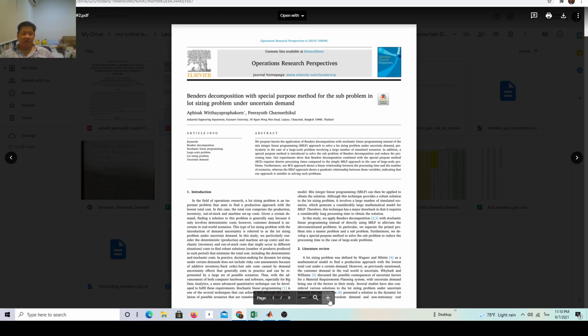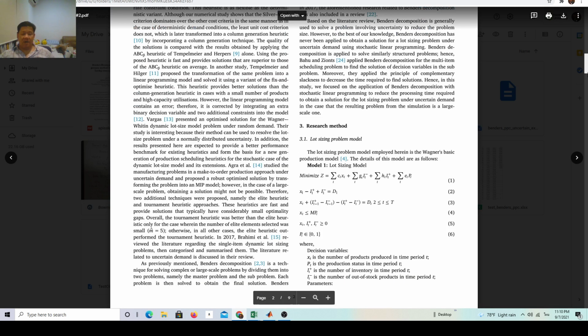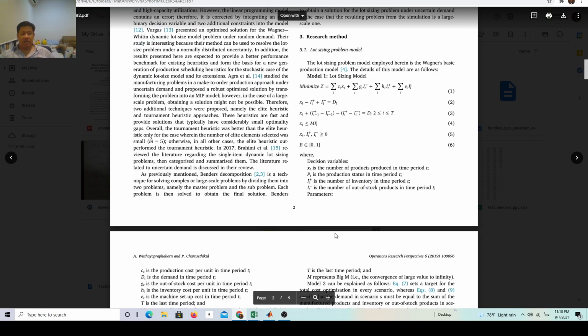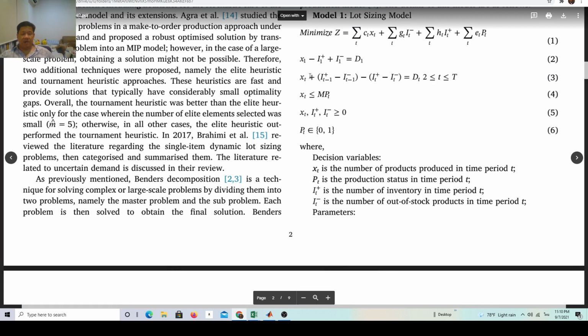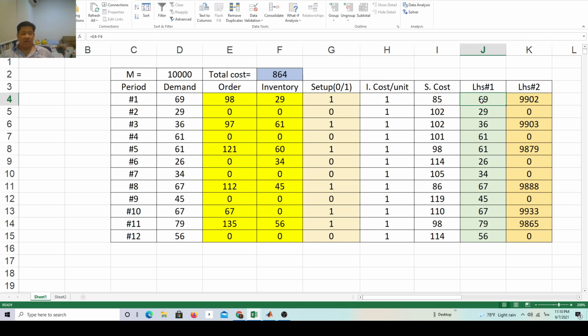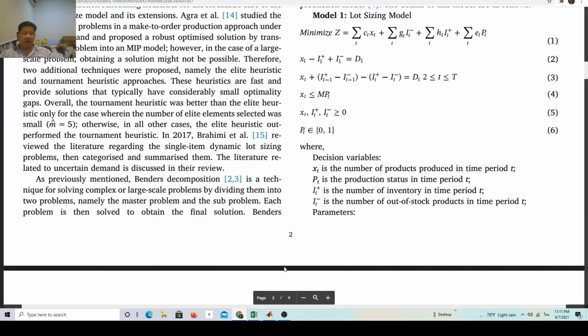We implement constraints 2 and 3. If you look at the model, constraints 2 and 3 here, when you look at the Excel, it is this one, the left hand side number 1. The first one is for constraint 2, and from the next one until the last period, it is the third equation constraint, based on this one.